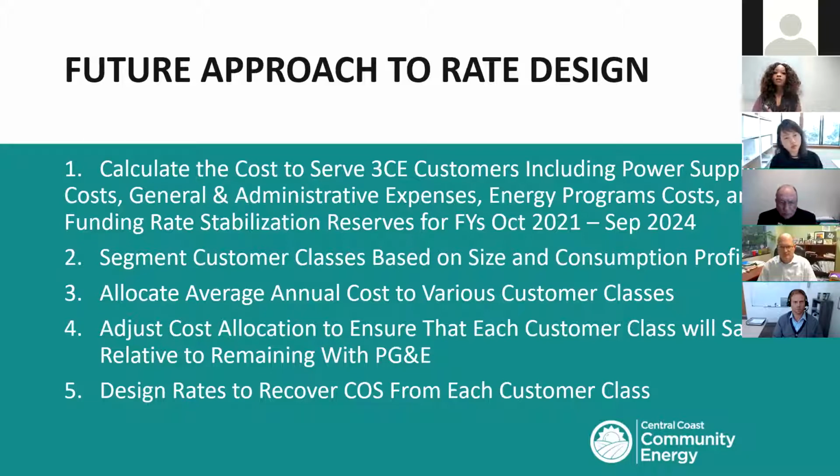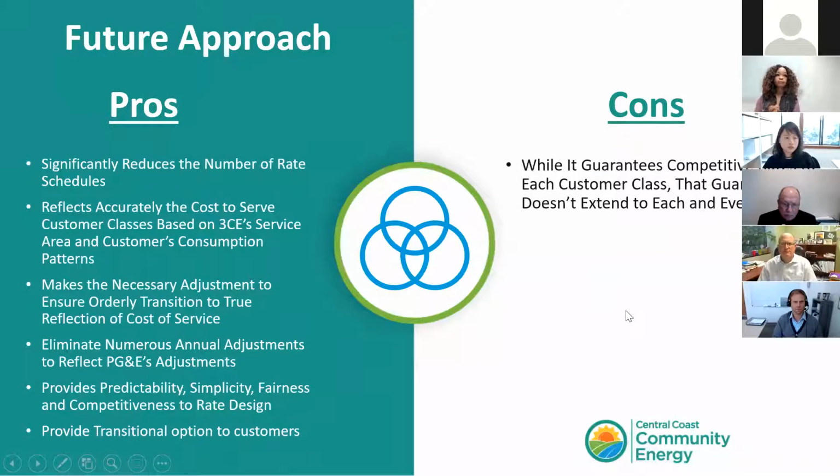And we adjusted the cost allocation to ensure that each customer class will still save relative to remaining with PG&E generation services. So we designed those rates to recover the cost to serve from each customer class, but of course that resulting amount could be different by customer class.